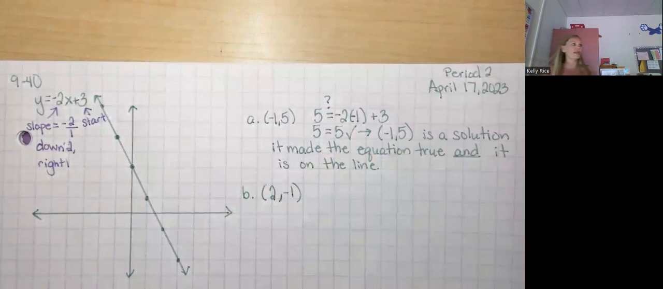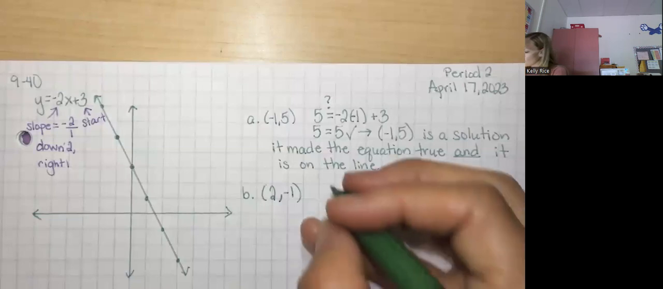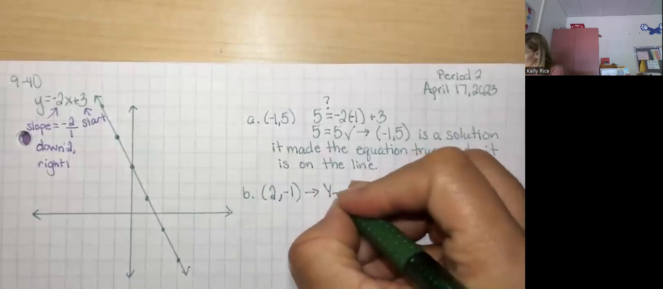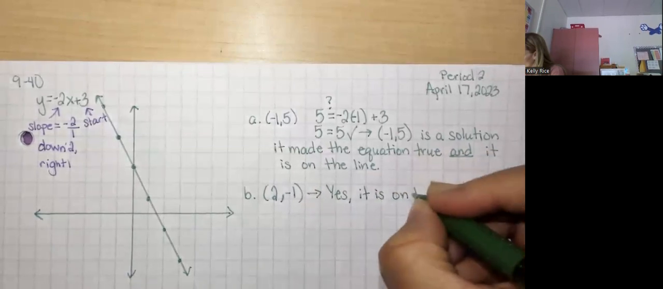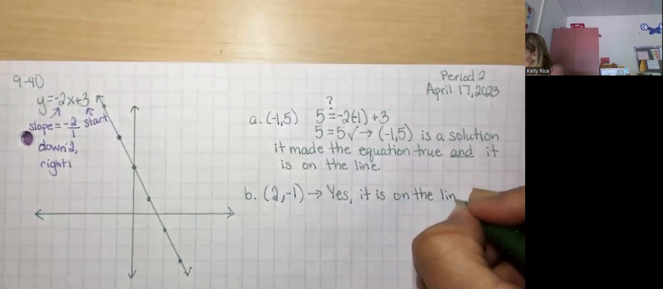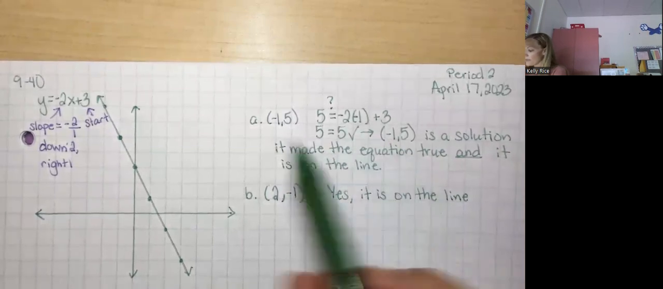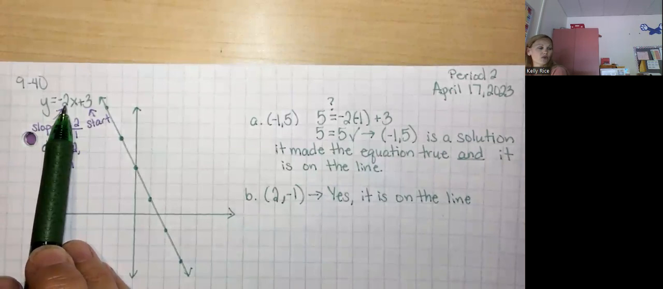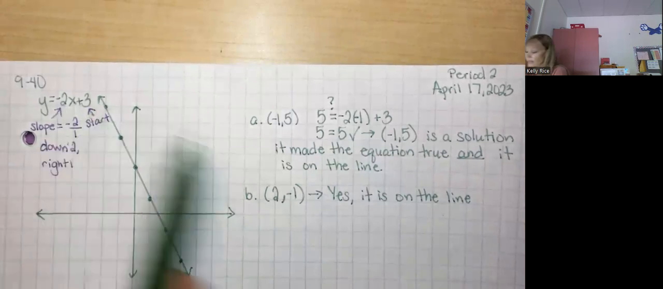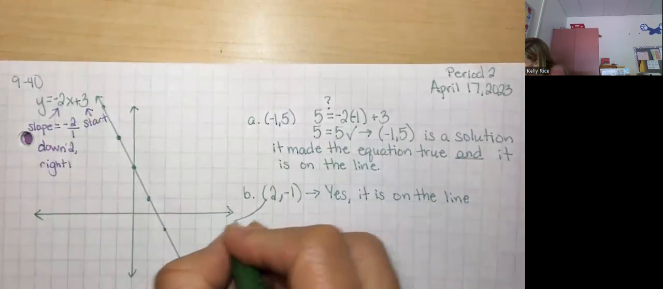2, negative 1. Is 2, negative 1 a solution? Yes, no, maybe? Yes, how do you know? Negative 4 plus 3. Yes, it is on the line. Or you can plug it in. Negative 2 times 2 is negative 4 plus 3 is negative 1, but it's this point right here.